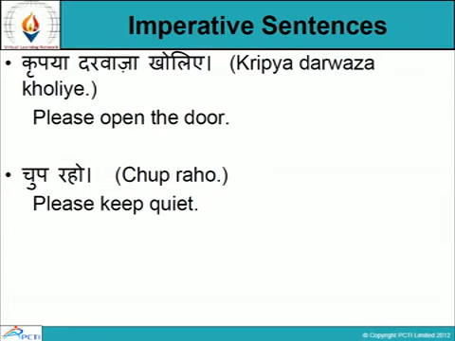Now a few more imperative sentences where we are requesting. कृपया दरवाज़ा खोलिए. Please open the door. Please keep quiet. That means चुप रहो. दरवाज़ा is door. So please open the door, that means कृपया दरवाज़ा खोलिए. That's a request. Please keep quiet, that means चुप रहो. So please keep quiet.